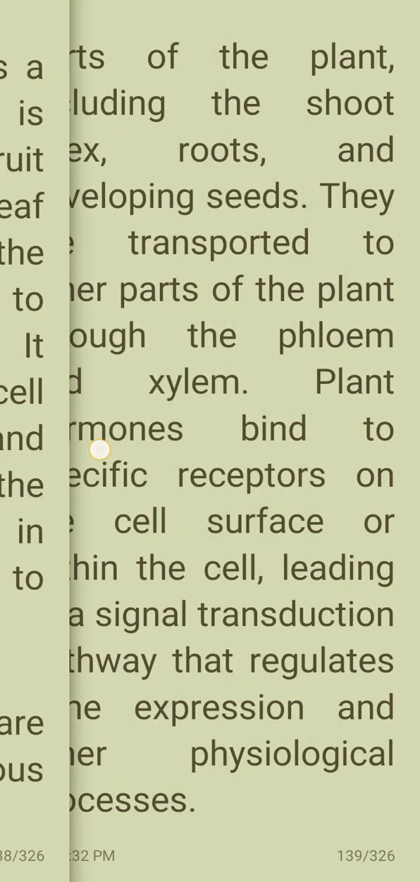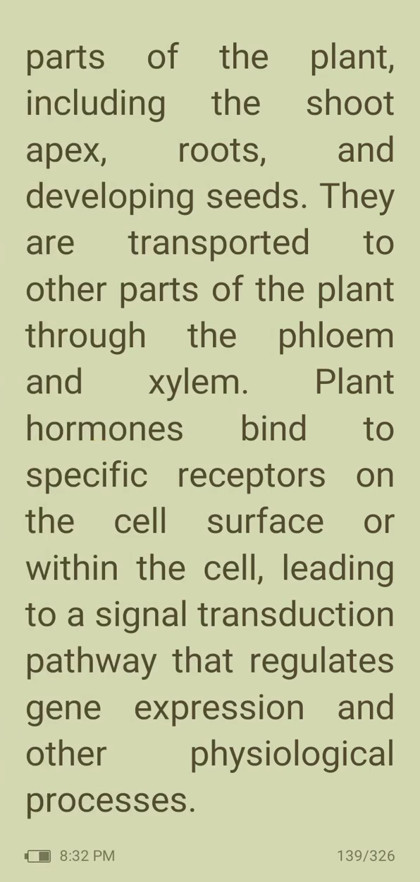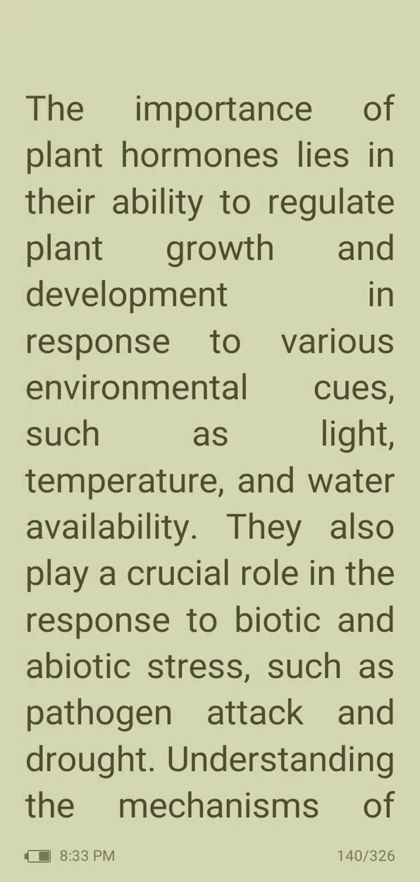Plant hormones are synthesized in various parts of the plant, including the shoot apex, roots, and developing seeds. They are transported to other parts of the plant through the phloem and xylem. Plant hormones bind to specific receptors on the cell surface or within the cell, leading to a signal transduction pathway that regulates gene expression and other physiological processes.